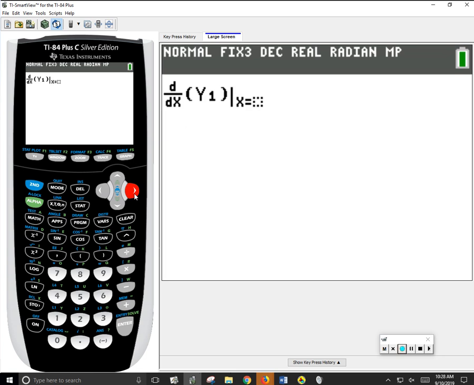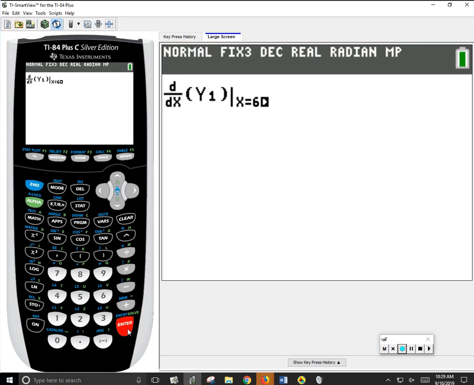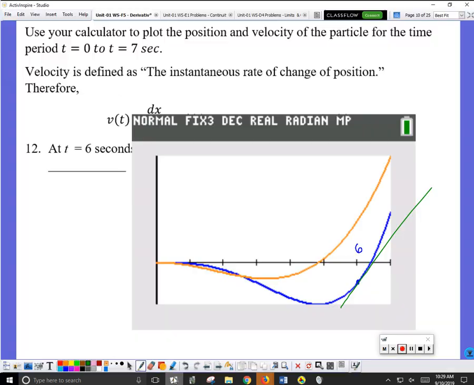Okay, remember, on the calculator, the X variable is representing time. We want to know the, what was it? 6 seconds. So you type 6. Wow. That's the slope. Back to here, look. The slope of that green line is 155. Okay, that's the instantaneous rate of change of position, just like the worksheet says. Okay?